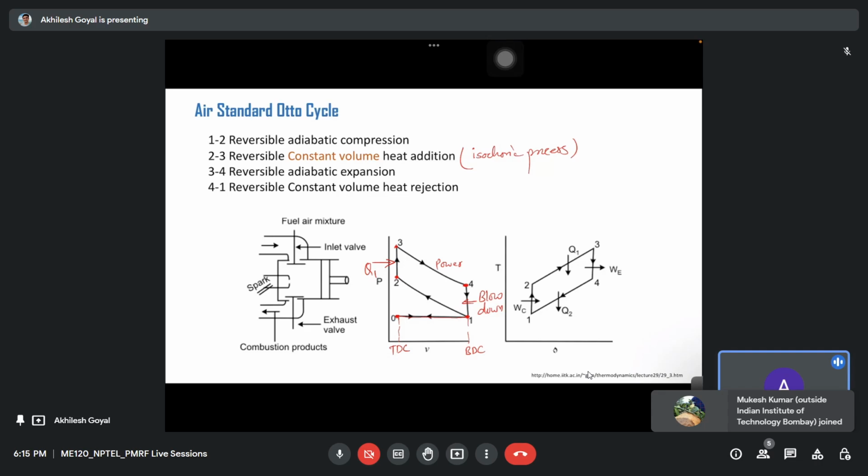Here in the TS diagram we can see 1, 2, 3 and 4. From 1 to 2 there is compression, so work is delivered to the air fuel mixture in the form of compression work WC. And then from 2 to 3, that is constant volume heat addition.